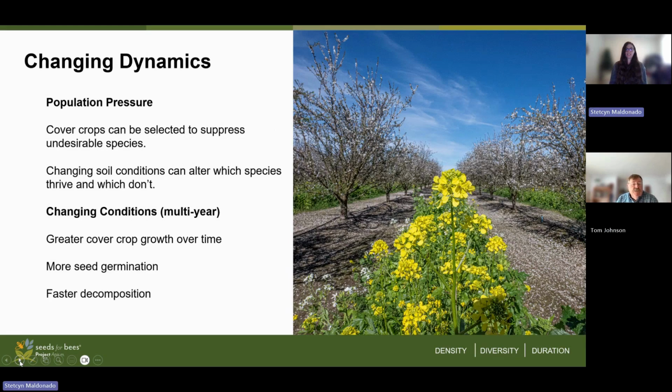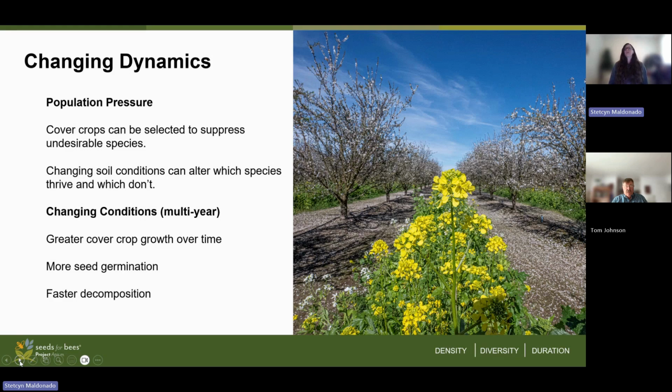And then this slide is changing dynamics. So I'm going to be discussing both population dynamics and soil conditions. So cover crops can be selected to suppress undesirable species. My favorite example of this would be using brassicas to suppress malva, because I have a personal beef with malva. You could be aiming for a different weed that could be an issue in your particular location, such as Italian ryegrass and others. And changing soil conditions can alter which species thrive and which don't.